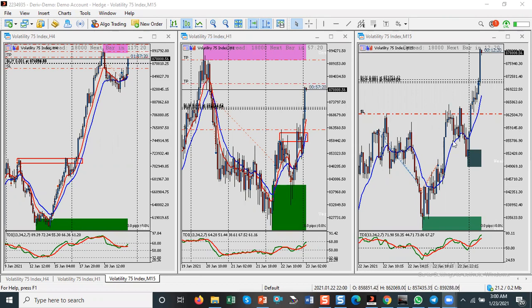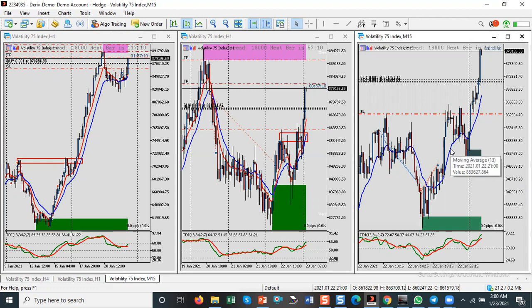On the 15-minute chart, I have the 200 moving average and the 13 exponential moving average. And under here, I have the Traders Dynamic Index, the TDI. On the TDI, I'm only using these two lines, the green and the red.